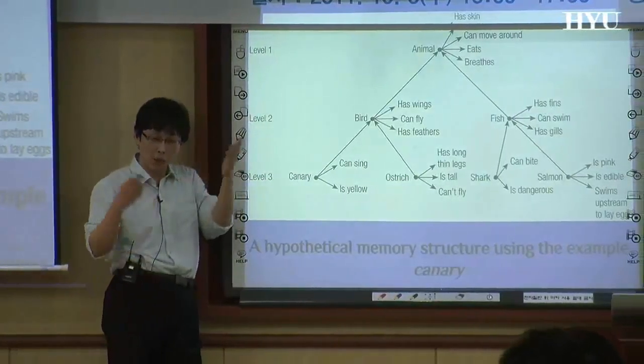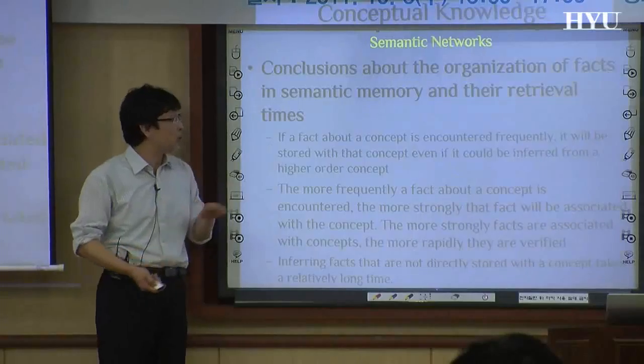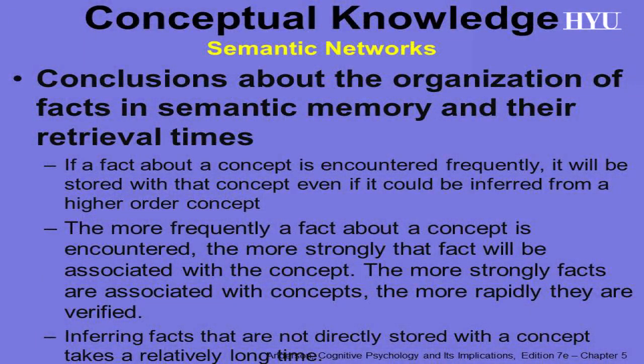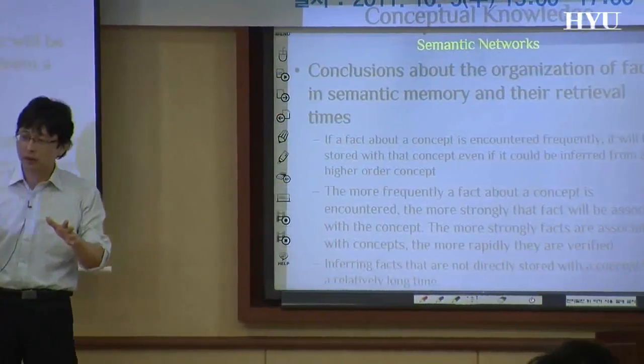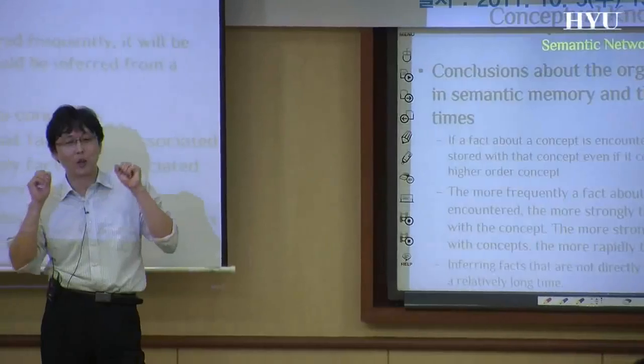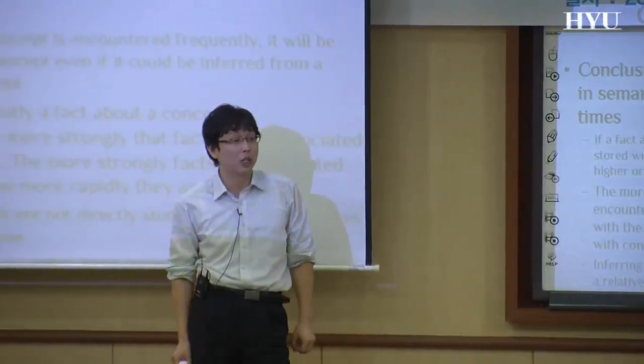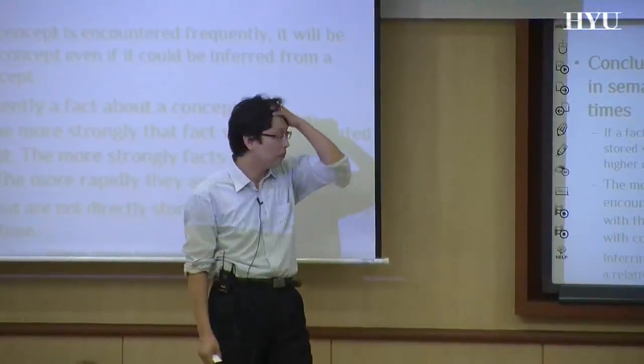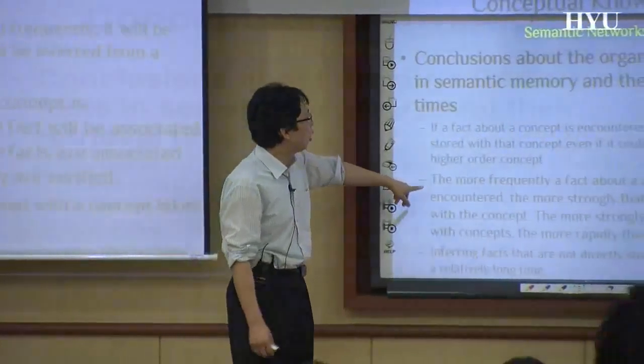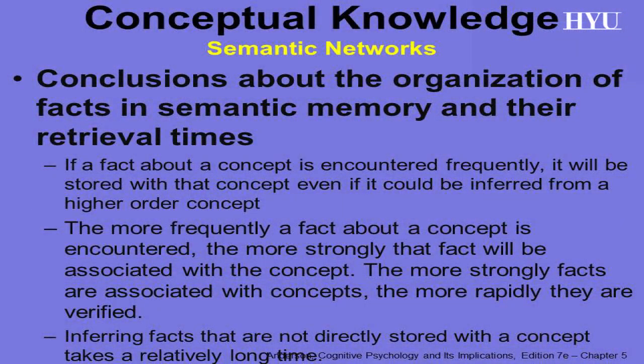But that is more future work, so not at the moment. So if a fact is encountered frequently, it's stored with the concept, even if it could be inferred from the higher order concept. More frequent events are stored in effective ways, so we can retrieve that information very quickly from the network. The second point is, the more frequently a fact about a concept is encountered, the more strongly that fact will be associated with the concept.